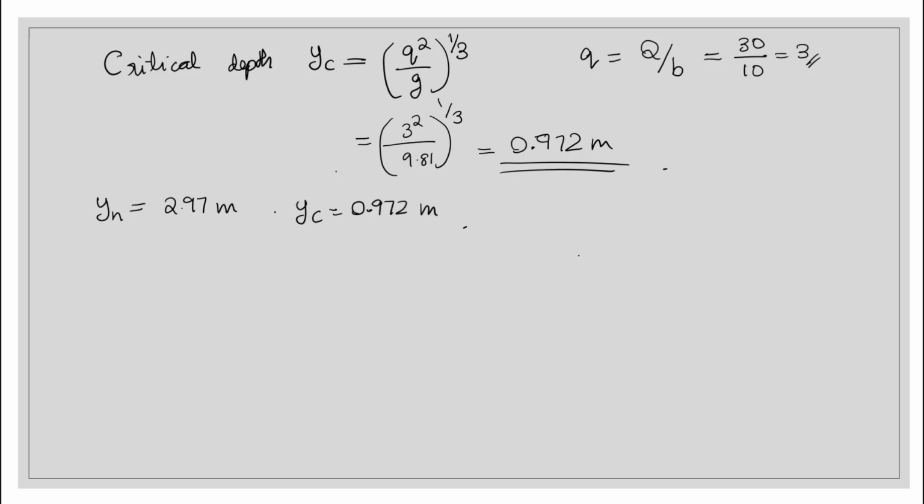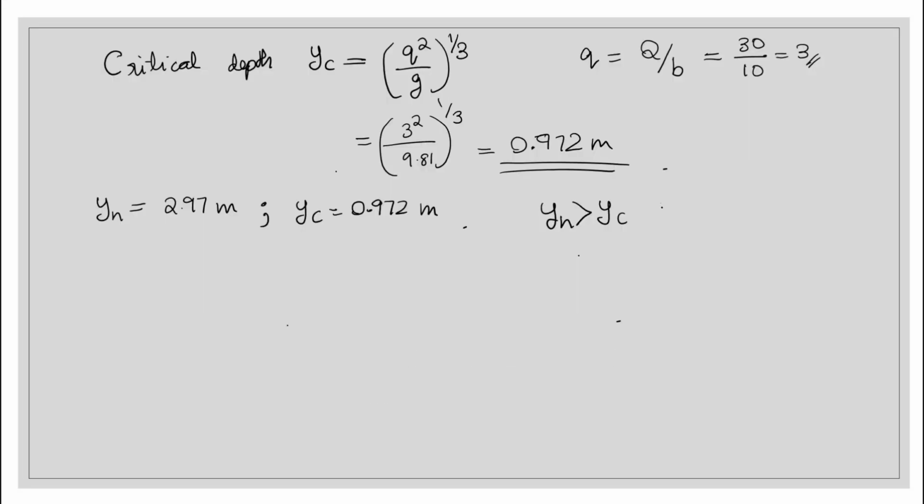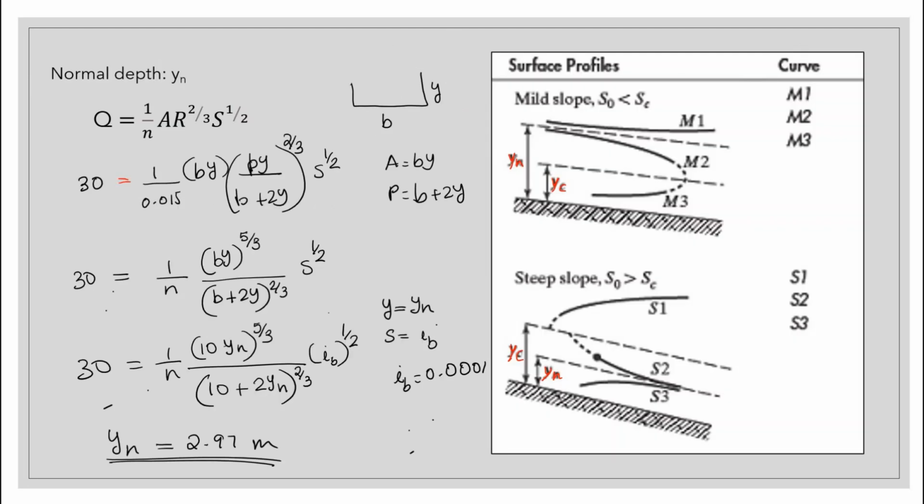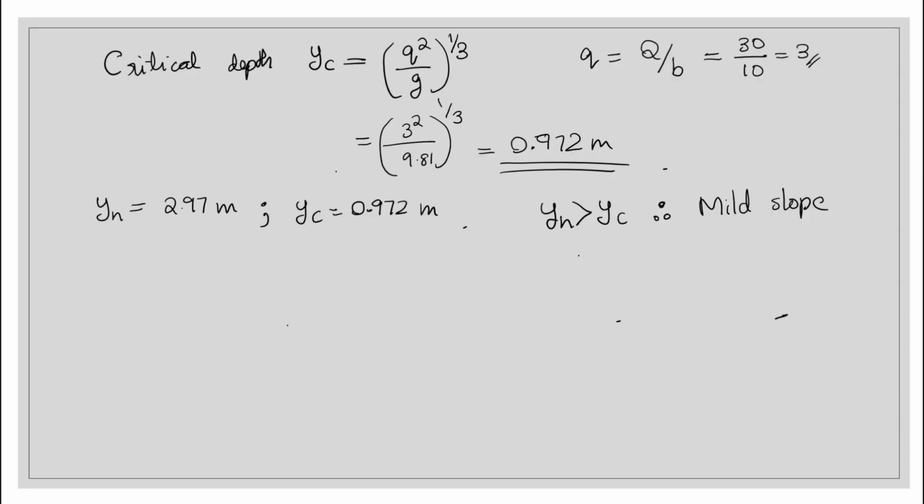So here we got yn as 2.97 meters and yc as 0.972 meters. From this we can say yn is greater than yc, therefore our slope is mild. For mild slope we have yn greater than yc. So the slope of the bottom channel is mild.